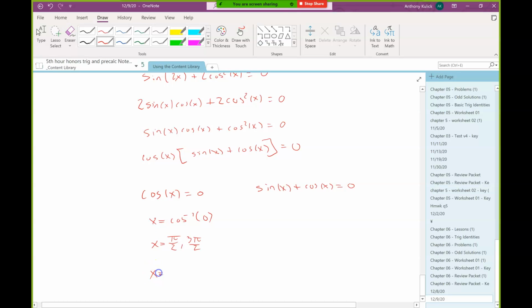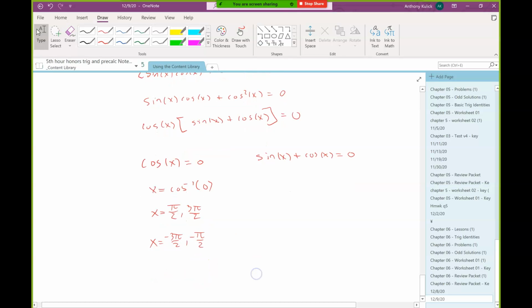So I'll subtract 2 pi from each of them. And negative 1.5 pi and negative 0.5 pi are both too big. So I'll subtract another 2 pi. So negative 3.5 pi and negative 2.5 pi are both in the desired interval. So I'll circle those. And then we'll go back to this other one.